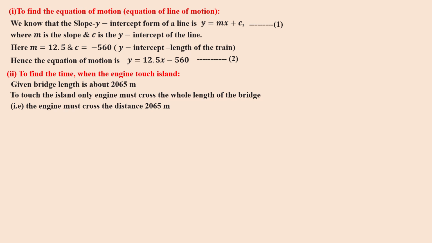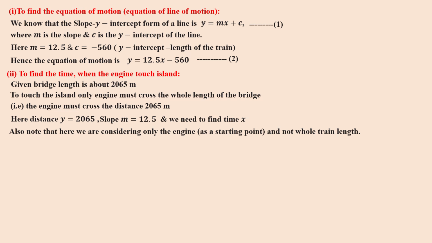So the engine must cross the distance of 2065 meters. Here the distance y is equal to 2065. The y-axis always represents the distance and the x-axis always represents the time. Slope m is 12.5 and we need to find the time, that is x, when the engine touches the island.